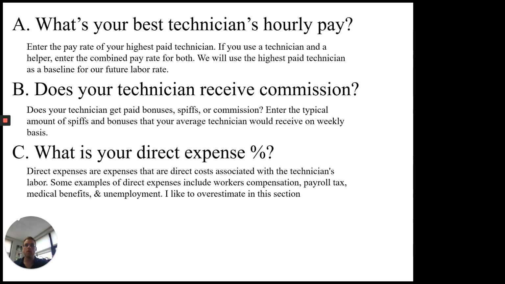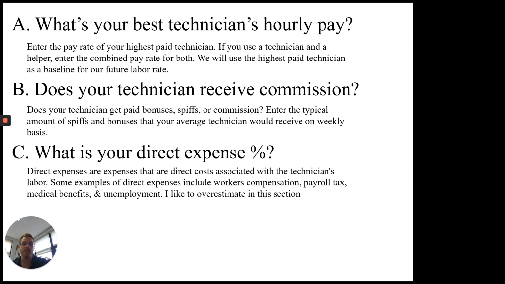So the main ones in our industry are really liability insurance, workers' comp, payroll tax, medical benefits, and unemployment. If you have those, you should be covered. You should be okay. And other things that are borderline direct versus indirect, we can cover in another video, where we talk about gas and trucks and auto insurance. For our labor rate, I'm not going to calculate that right now. That'll come later and you'll see. But for now, let's just talk direct expenses that are associated with that tech.